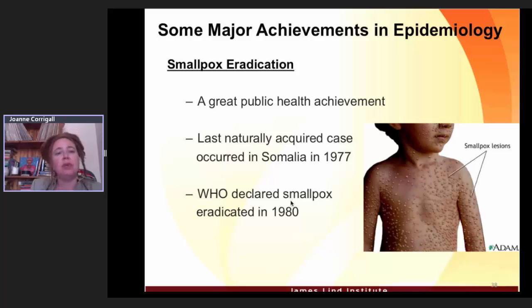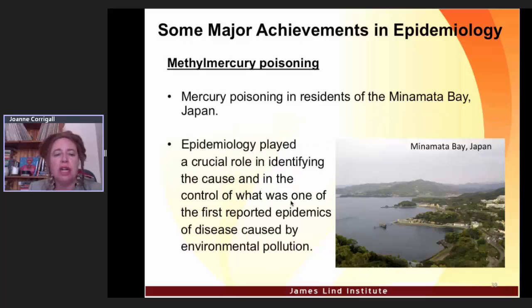Another example was from Japan. Here, what they were finding is that there was mercury poisoning in some of the residents of Minamata Bay. How epidemiology helps is that they had to look at all the different people who were affected by mercury poisoning. And then they started to discover that actually most of the people who were affected were fishermen. And then analyzing the fish, they discovered that in fact the methyl mercury was coming to the people through the fish. And so this was one of the first reported epidemics that was in fact caused by environmental pollution.